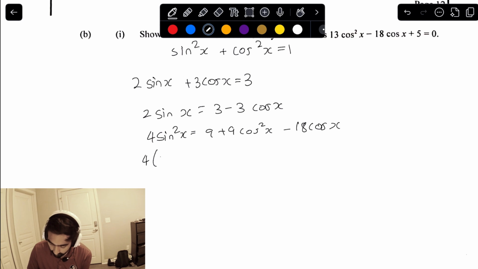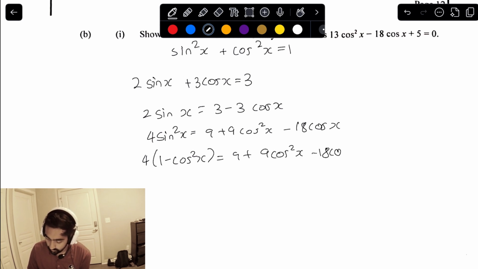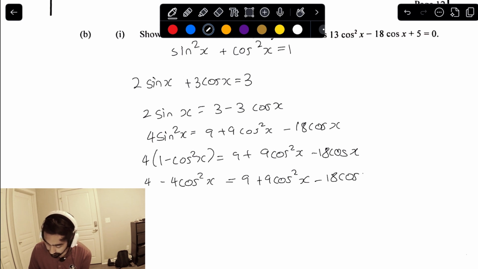Now I'm going to say this is 4 times (1 minus cosine squared x) equal to 9 plus 9 cosine squared x minus 18 cosine x. Then this is 4 minus 4 cosine squared x equal to 9 plus 9 cosine squared x minus 18 cosine x. And if I collect the terms on the right-hand side, I get 0 equal to 13 cosine squared x minus 18 cosine x plus 5.